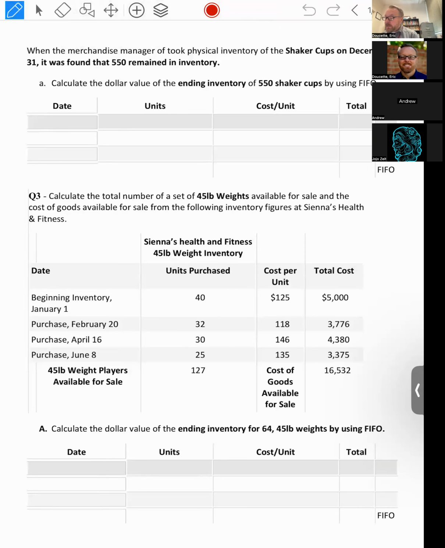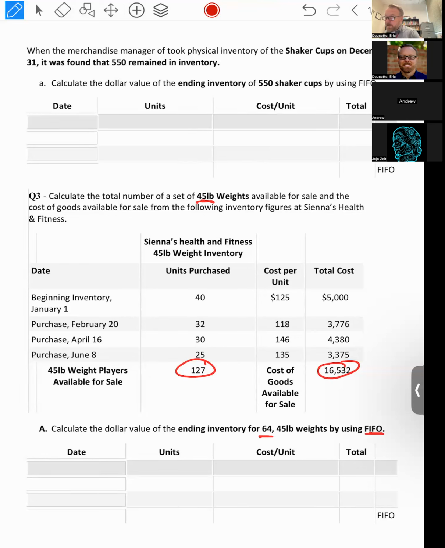So back to this sheet. Now we have another one. Calculate the total number of weight sets, 45-pound weights, for sale and the cost of goods available for sale from the following inventory figures. If I add them all up, it comes out to 127 units and then $16,532. And then I'm going to do the same thing here using FIFO. So using FIFO, I have 64 units left.